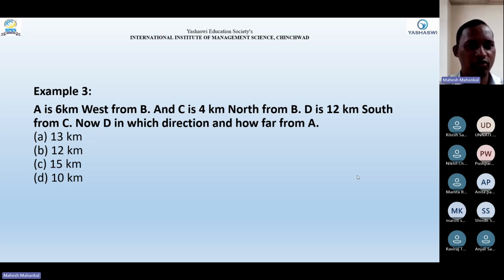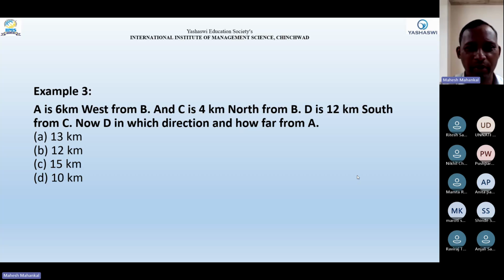A is 6 kilometers west from B and C is 4 kilometers north from B. D is 12 kilometers south from C. Now D is in which direction and how far from A? A is 6 kilometers west from B and C is 4 kilometers north from B. D is 12 kilometers south from C. Now D is in which direction and how far from A?